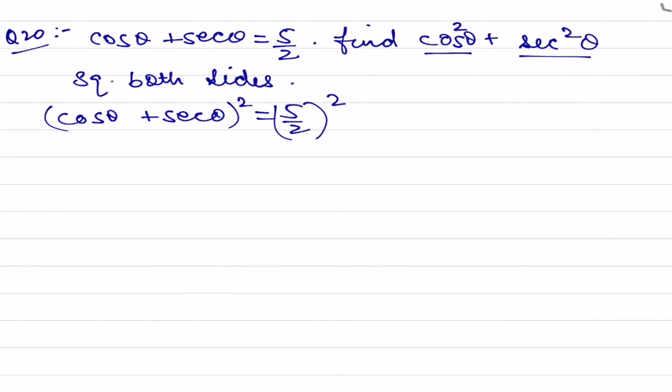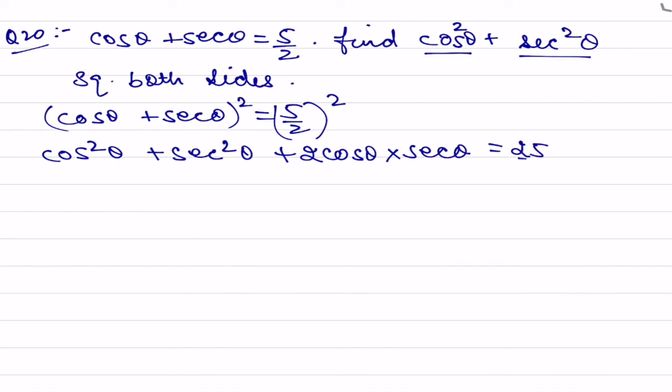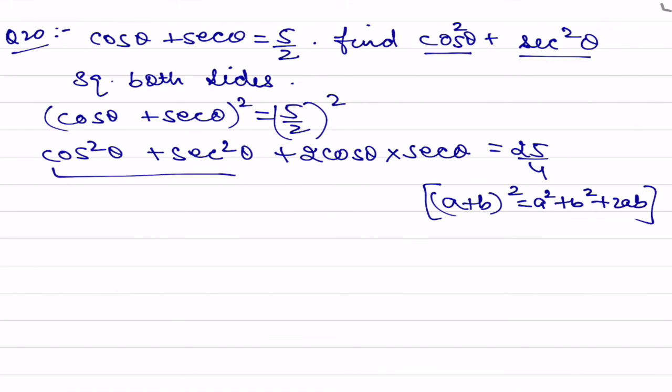Now see, it's a whole square, so which formula will we use? A plus B whole square. So cos square theta plus secant square theta plus 2 cos theta into secant theta is equal to 25 by 4. Here we have used this formula, A plus B whole square. So this value we have to find out. So cos square theta plus secant square theta will remain as it is.